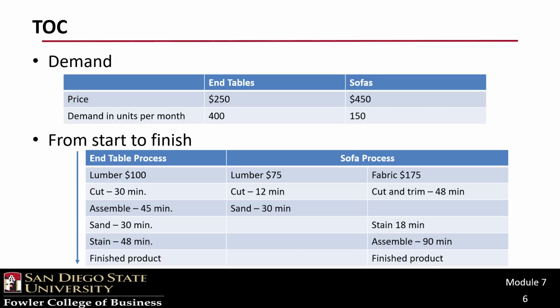The first thing is we have established what demand is for the furniture. So we know that at a price of $250 for end tables and at a price of $450 for sofas, the demand in units per month is 400 end tables and 150 sofas. That's what the market will wish to get, and it's simply a question of can we deliver that many units of both end tables and sofas. Then we map out the process that's followed from start to finish.